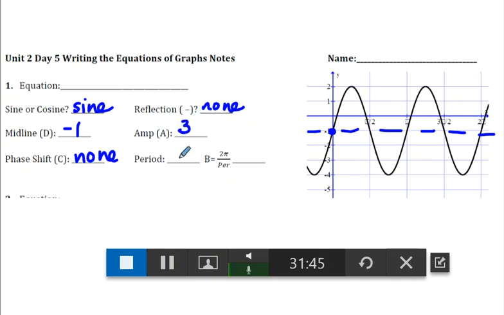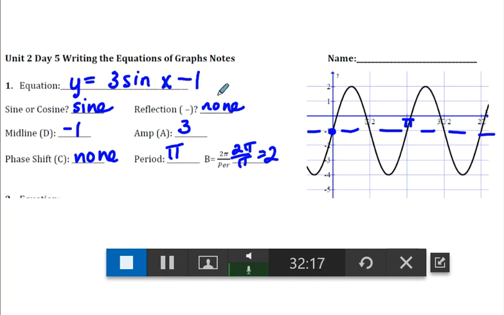And length of the period? So I think that's your B value, right? Okay, so you're just jumping ahead. So if your period is pi, then your B value is 2. Okay, so who's going to read us the whole equation from your group? Okay, go ahead. So y equals 3 sine 3x minus 1. Wait, are you sure about the 3 there? Oh, never mind. 3 sine 2x. That's your B. Good. All right, good teamwork, guys.